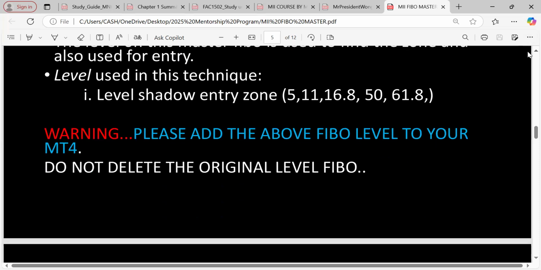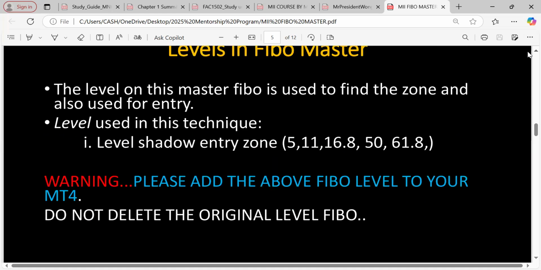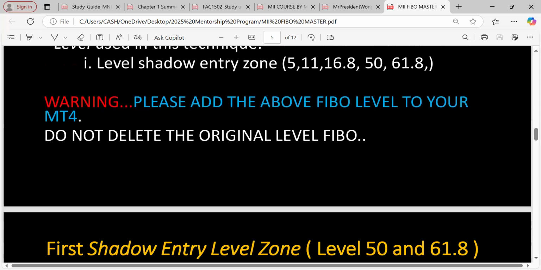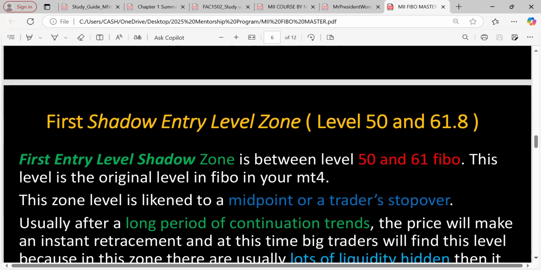So these are the levels that we use. We use these levels according to the strategy that we use to trade. So these are the levels: 0.5, 1.1, 16.8, 15, and 61.8. Okay. So these are the levels where you're more likely to get a good entry point. So make sure you can add those. If you don't know how to add those, we definitely will show you how to add those Fibonacci levels. We're just gonna dive through the slides and then we will do the examples.